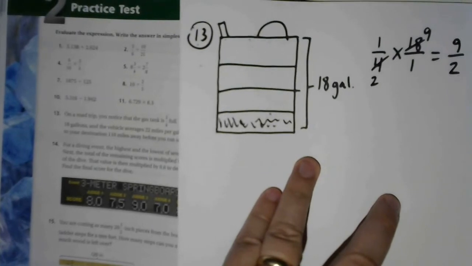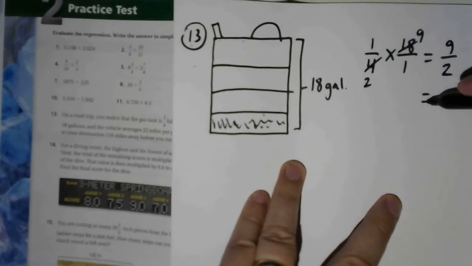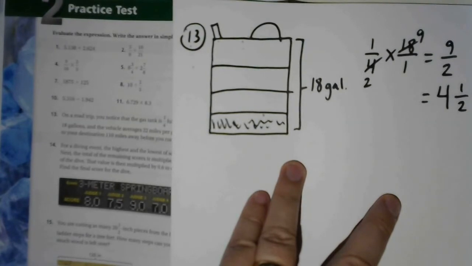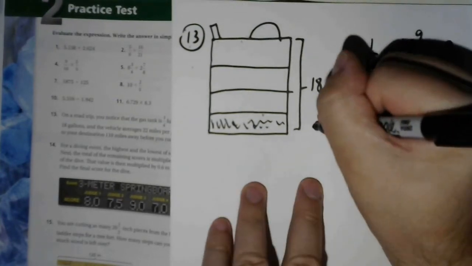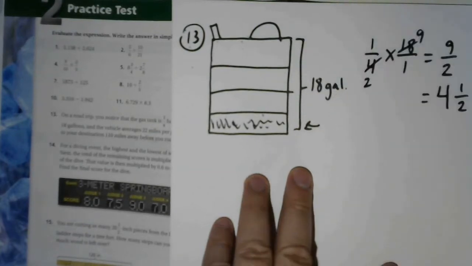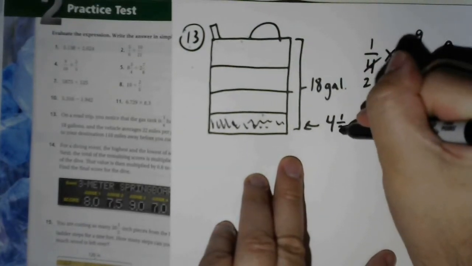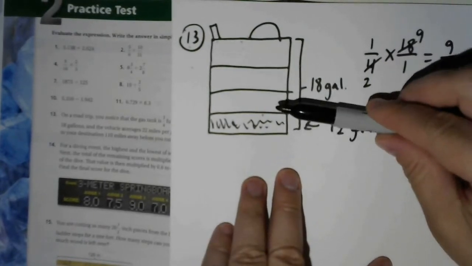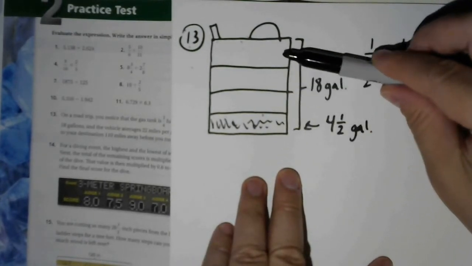That's an improper fraction, and clearly I could turn that into a mixed number because 9 divided by 2, 2 goes into 9 let's say 4 whole times, that would be 8, and I have 1 left over. So that's 4.5. That means that this little portion right here, the amount that we have, has 4 1/2 gallons in it, right? This has 4.5, this has 4.5, 4.5, 4.5.